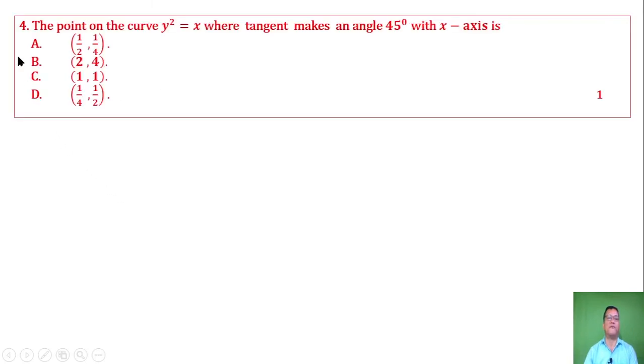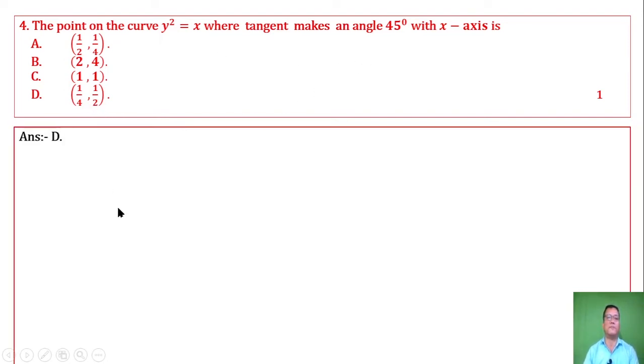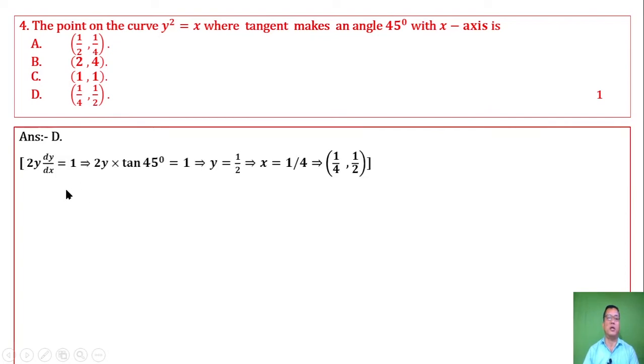Next, question number 4. The point on the curve y squared equal to x where the tangent makes an angle 45 degree with x axis is. From this curve, dy by dx is equal to tan of 45, and we solve for the value of x and y. Correct answer is D.